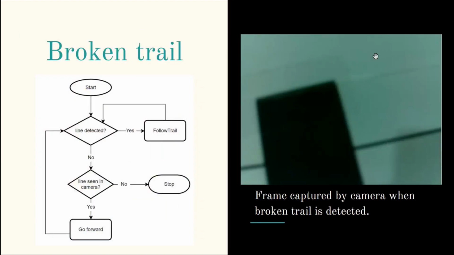So my implementation of the broken trail is to use the camera. When there is a broken trail detected, the camera will capture the image in front of it to see if there is a black region. If there is a black region, then that means the line is not complete yet, so it will move forward until the end of the line where it cannot see the black region anymore, so it will stop.